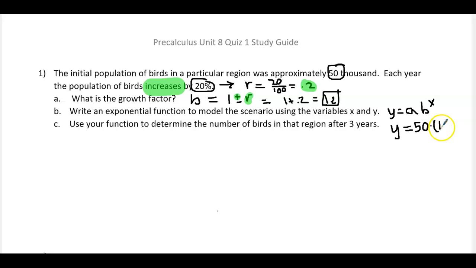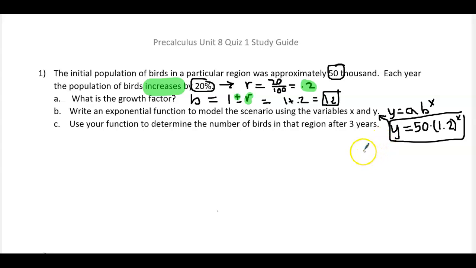The only difference it would really make is if you knew how to interpret your answer at the end. So our answers, like let's say if we got y equals 2, that would really mean y equals 2,000. But if you actually just write 50,000 here, then the y will be literally what it is. Anyway, my b value is 1.2, and then x goes here. And there's my exponential function for part B.